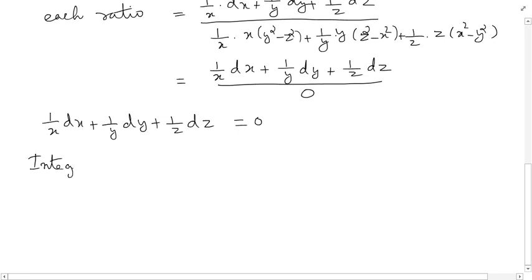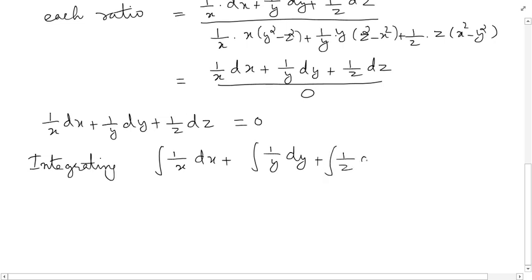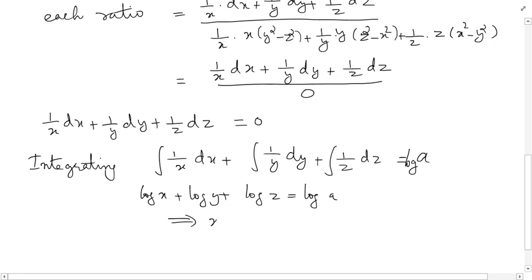So integrating this equation, we can write integral of 1 by x dx plus integral of 1 by y dy plus integral of 1 by z dz is equal to a constant c. Okay, I'll write it as log a. So therefore, integral of 1 by x dx is log x plus log y plus log z equal to log a. Simplifying, you will get xyz equal to a. So this is one solution of the auxiliary equation given by the second equation.